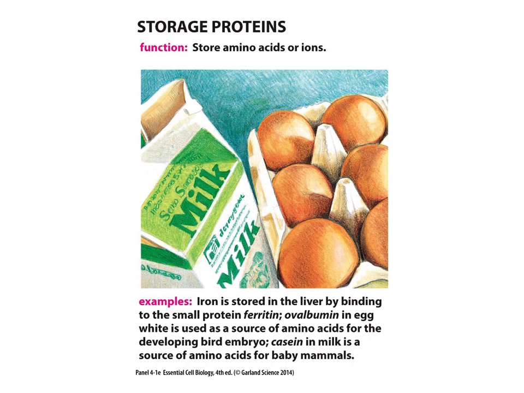Ovalbumin, which is found in egg whites, is where amino acids are actually going to be stored so that a developing bird embryo inside that egg can utilize that egg white as a food source. Casein is a protein that's found in milk, and so it's a source of amino acids when mammals feed on milk.